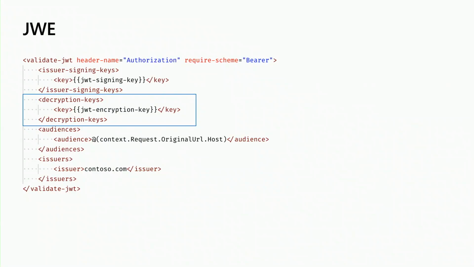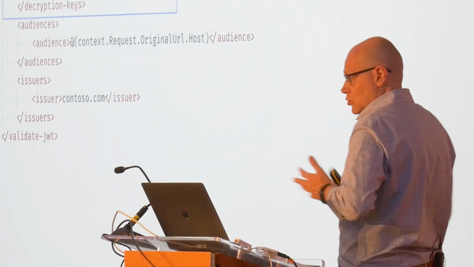So we have a policy for JWT token validation for OAuth and OpenID Connect. We added support for encrypted tokens. So as you can see, we added a new element there, decryption keys. It's very similar in a sense to issuer signing keys, and you can specify your keys for encryption there. It can be more than one. It's exactly the same format as for signing keys, so the policy essentially works as it is, but now it has extended capability.